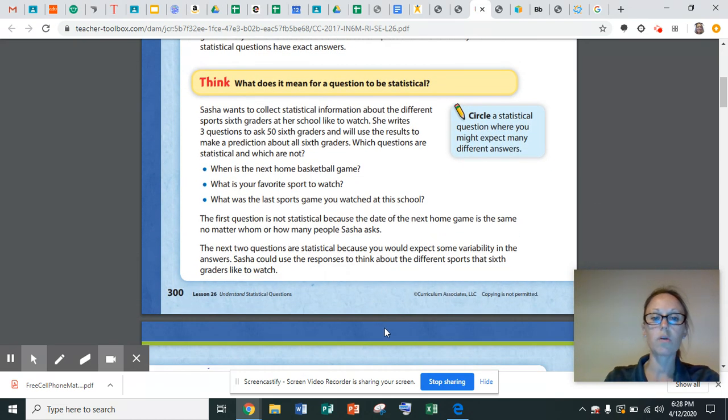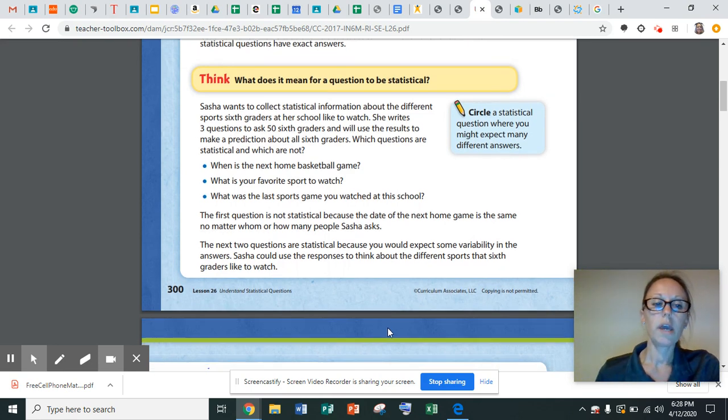All right, so it goes on to explain it a little bit. It says the first question is not statistical because the date of the next home game is the same no matter whom or how many people Sasha asked. The next 2 questions are statistical because you would expect some variability in the answers. Sasha could use the responses to think about the different sports that 6th graders like to watch.